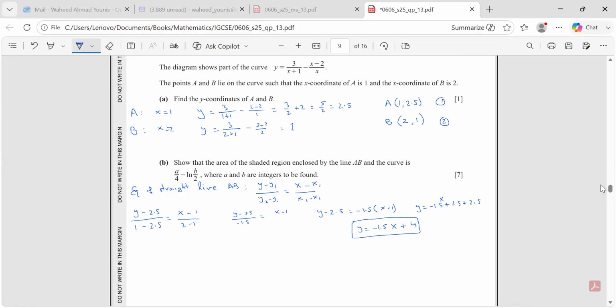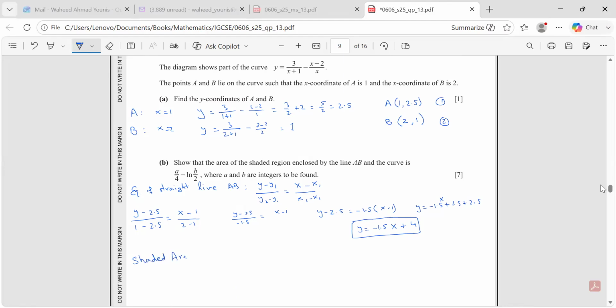Quickly double check: if x is equal to 1, then minus 1.5 plus 4 will give me 2.5, right? And if x is equal to 2, then 2 times minus 1.5 is minus 3, plus 4, this is going to be 1. So these 2 points, A and B, do lie on this equation. I just confirmed. Okay, now the shaded area.